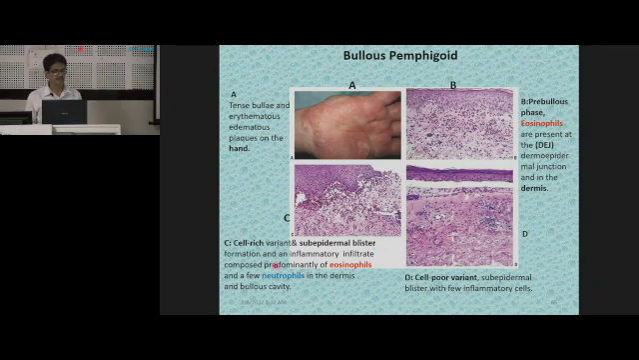Here you can see the cell-rich variant and a subepidermal blister is getting formed. You can see that somewhat ill-defined subepidermal blister in its formation stage. Sometimes, of course, just as there are overlaps, the pictures are not as classical as you expect, and sometimes you may get a cell-poor variant of bullous pemphigoid.